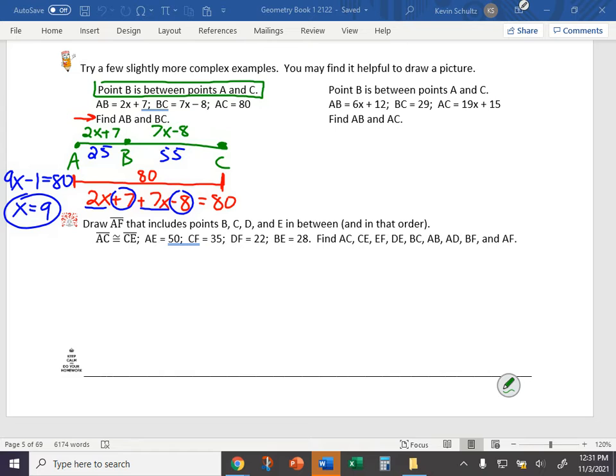Next one, it says point B is between points A and C. So similar setup here. We've got A, we've got C, and point B is somewhere between. It says AB is 6x plus 12, so we're going to label that distance 6x plus 12. BC is 29. And AC, the whole thing, is 19x plus 15. So again, you might see it like this. That 19x plus 15 is in the middle, more or less.